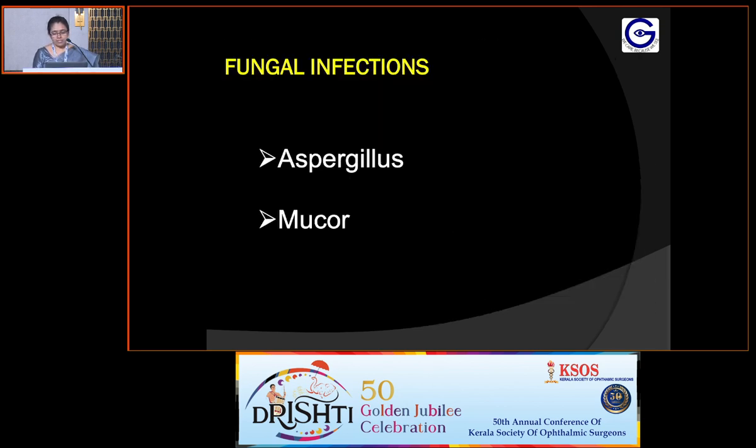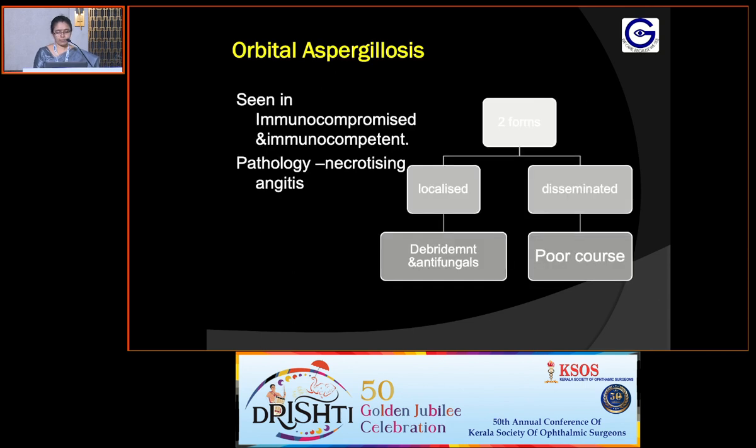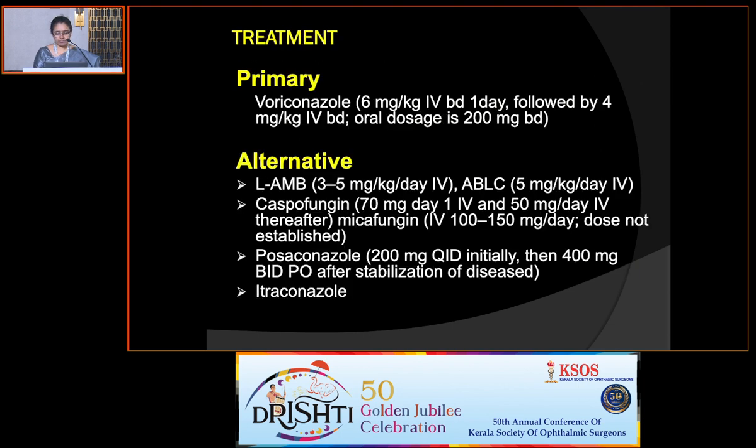Fungal infections I'll just touch upon. Aspergillus and mucor are the most common. Aspergillosis is seen in immunocompromised and immunocompetent patients. Treatment is primarily by voriconazole, but it is very expensive, so the majority of our patients might not afford it. The alternatives are amphotericin B. Then practically we are using itraconazole.